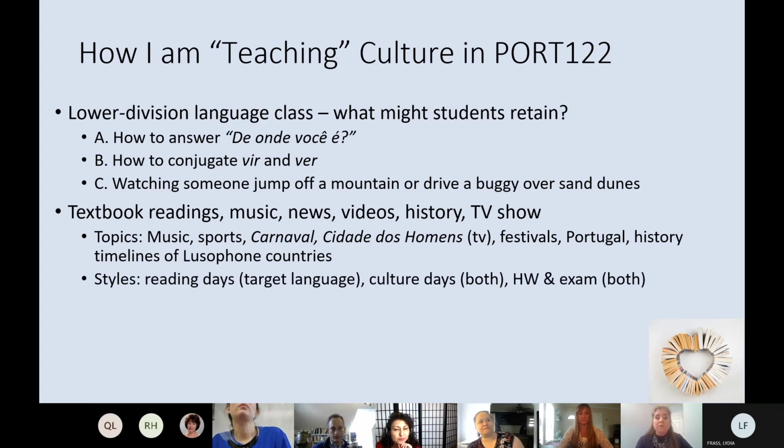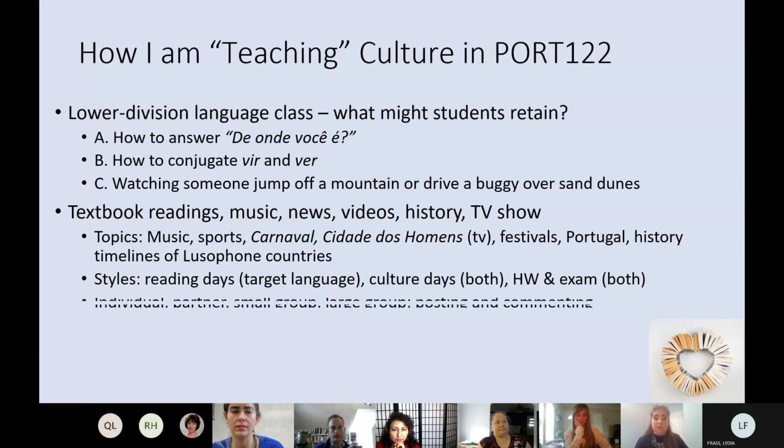My styles of teaching this include reading days, which we do in the target language, culture days, where we do preparation and follow-up in the target language, but during class that day, there's a sharing in English. And then the homework assignment of watching the episodes of Cidade dos Homens with listening comprehension questions in the target language. And then on the exam, I have follow-up questions about the culture where they write in English.